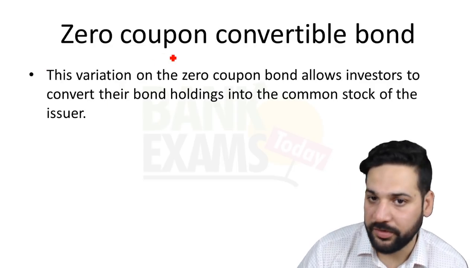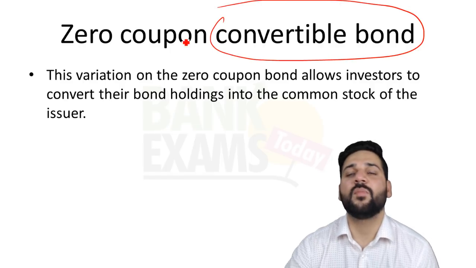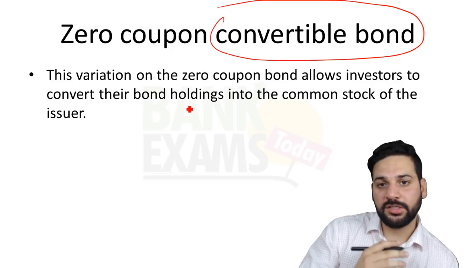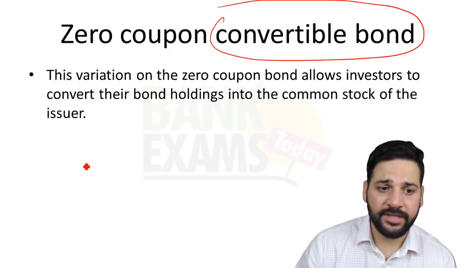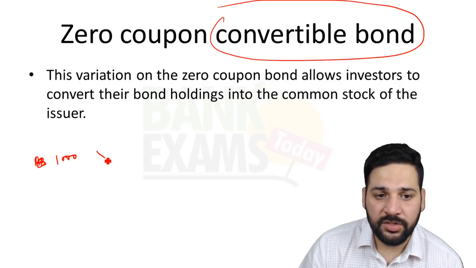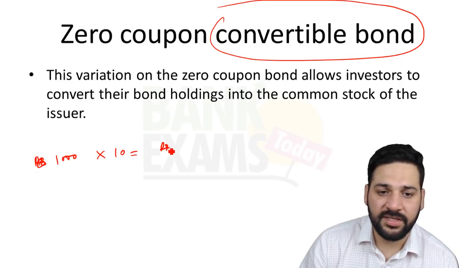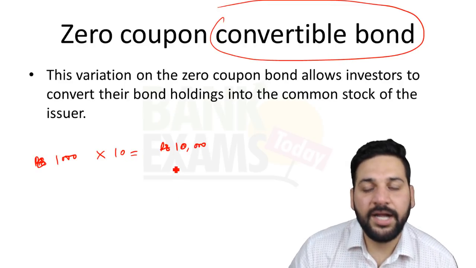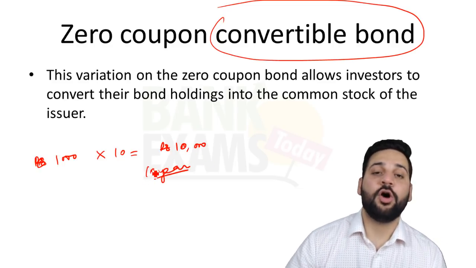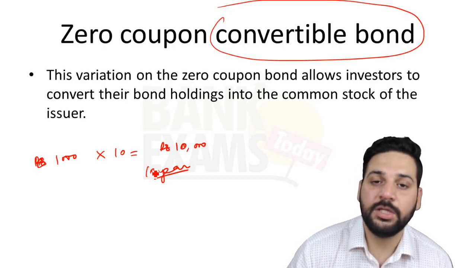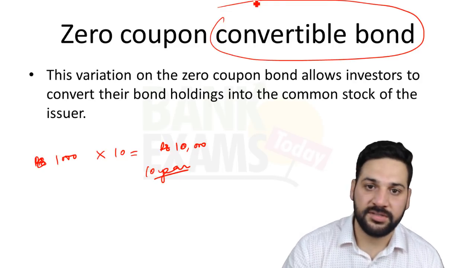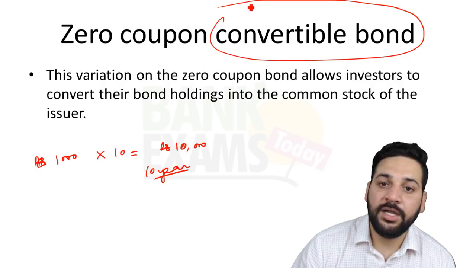Zero coupon convertible bonds. What are convertible bonds, first of all? Convertible bonds are the kind of bonds which can be converted from bonds to equity. For example, you have issued 1000 bonds worth rupees 10 each, so its value is rupees 10,000, and let's say it's a 10-year bond. In between, you provide an option to the bondholders that they can convert it into shares or equity. So these are convertible bonds.